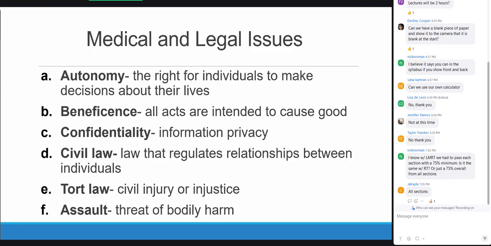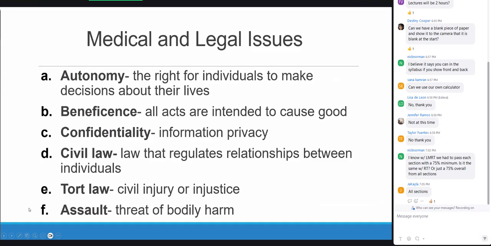Civil law is the law that regulates relationships between individuals, and it is important to know because most of the medical lawsuits that occur are going to be civil lawsuits. It's not often that we find a criminal lawsuit involving healthcare. This also falls under the next subdivision of civil law, which is tort law, where the civil injury or injustice occurs. So E is part of D. It's a subsection.